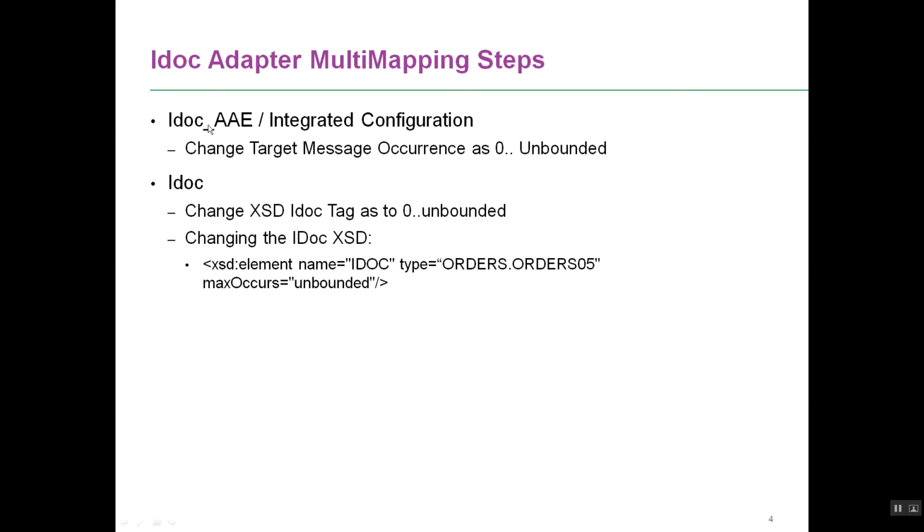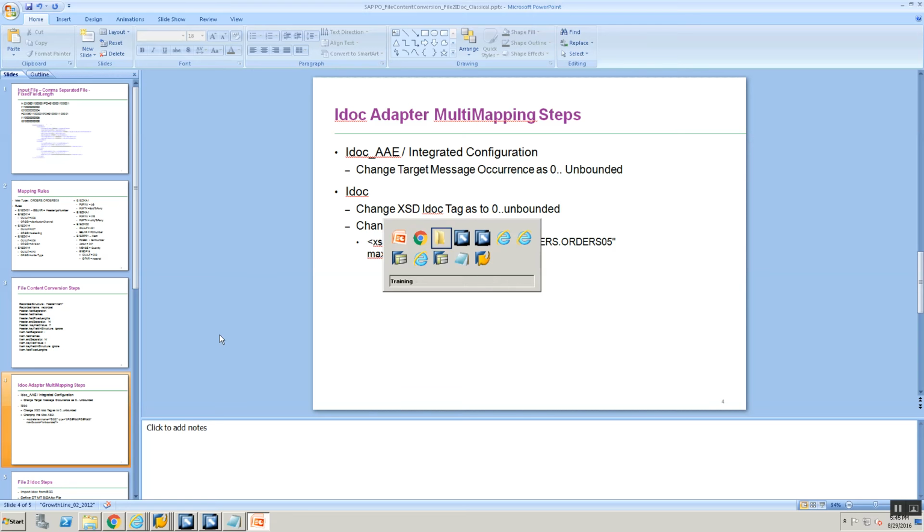Previously, in an IDoc_AAE adapter, what did we do? We changed the target message occurrence to 0 to unbounded. In the case of a classical IDoc adapter, we are going to download the IDoc's XSD, make some changes to the XSD, and then reload it into the mapping. Okay, so with this, let's get started, where we are going to build the file to IDoc scenario, where our sender file is going to get a fixed field length file, and then we are going to use a classical configuration with an IDoc adapter.